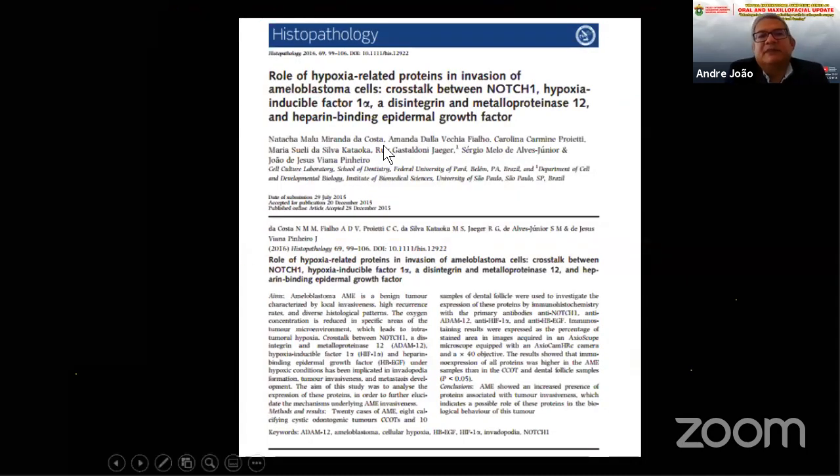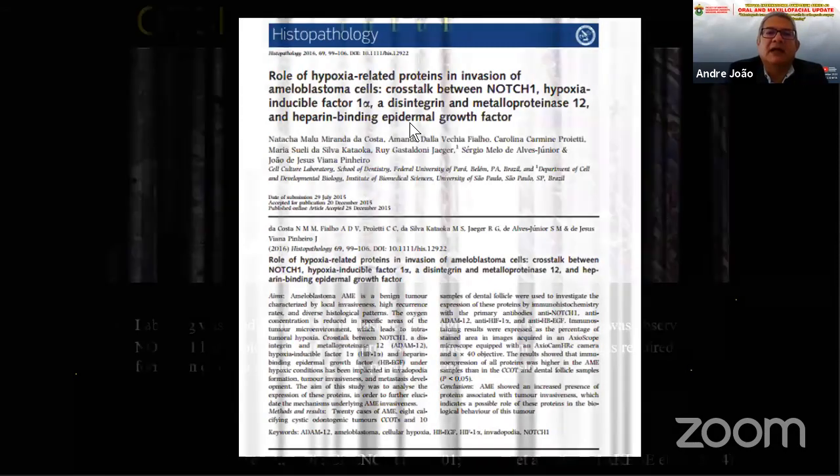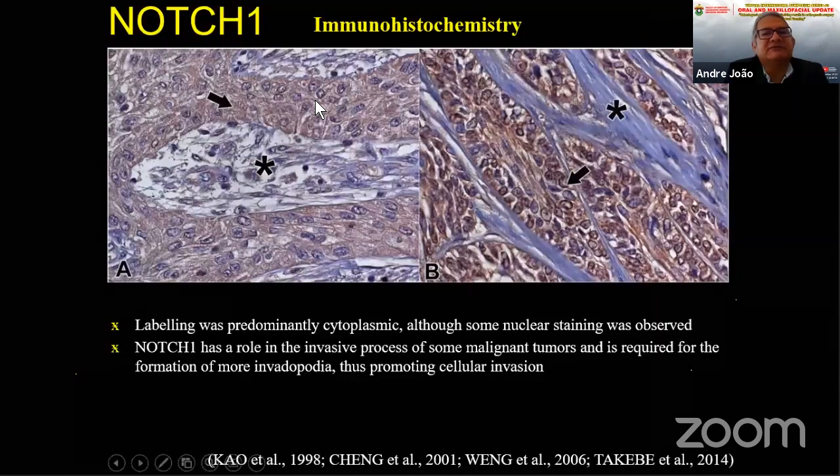In another paper, we can show the expression of these proteins, NOTCH1, hyphen alpha, ADAM12, and HBEGF. By immunohistochemistry, we can show the expression of NOTCH1. Look, this brown stain is the expression of NOTCH1.